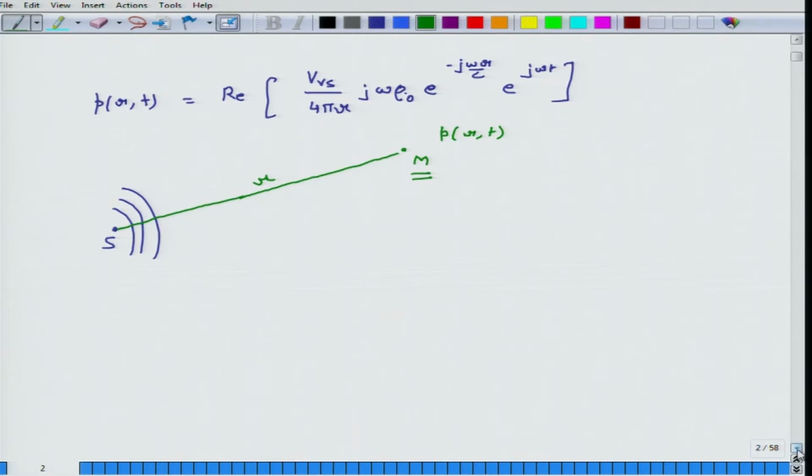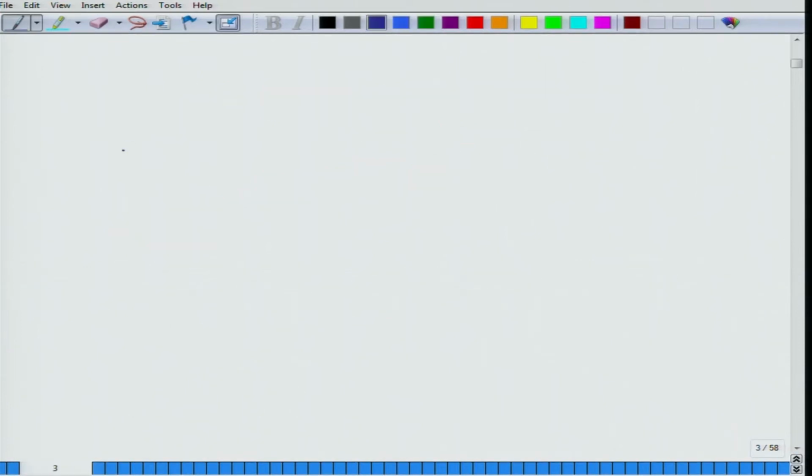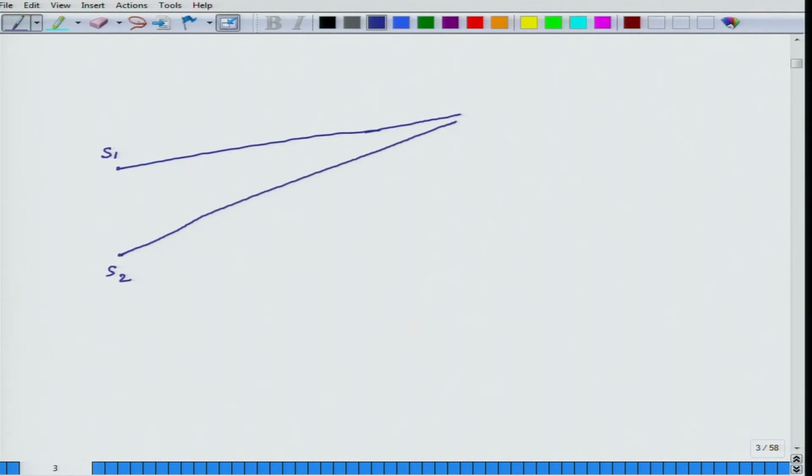So, with this background, we will again reformulate the problem. Let us say that there are 2 points, S1 and S2. At point S1 there is the first source, and the second source is labeled at S2. What we are interested in is finding out the pressure at a far distant point, and let us call this point capital P, and the pressure here is P, which varies with distance r, angle theta and t.